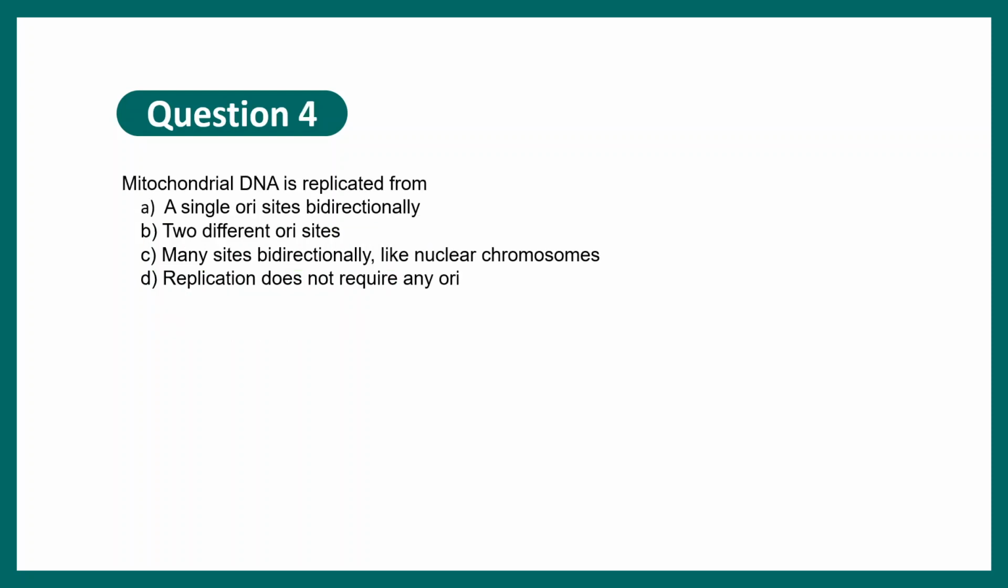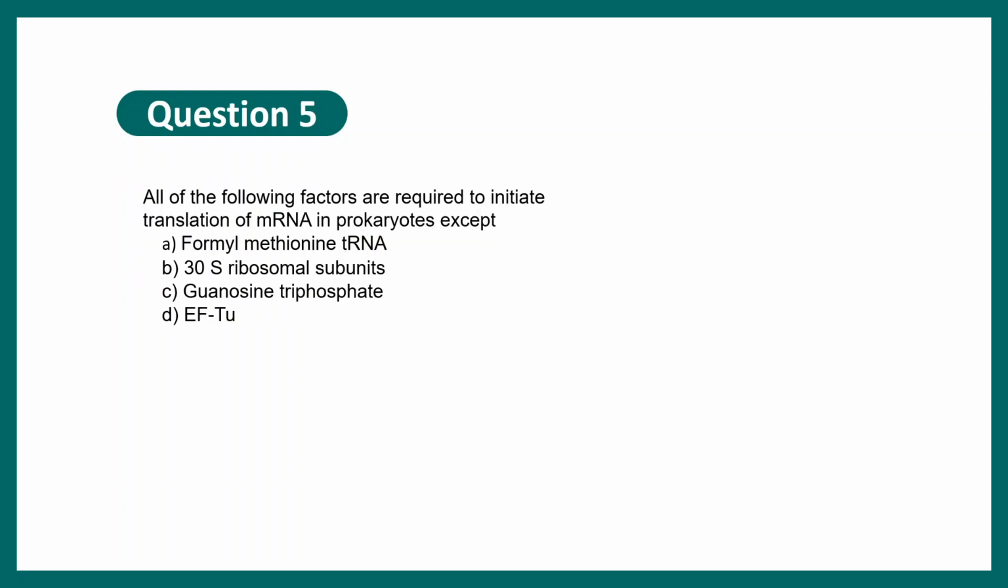Question number 4. Mitochondrial DNA replication. Mitochondrial DNA is replicated from a single ORI site bidirectionally, 2 different ORI sites, many sites bidirectionally, or replication does not require any ORI. And the correct answer here would be option B, which requires 2 ORI sites.